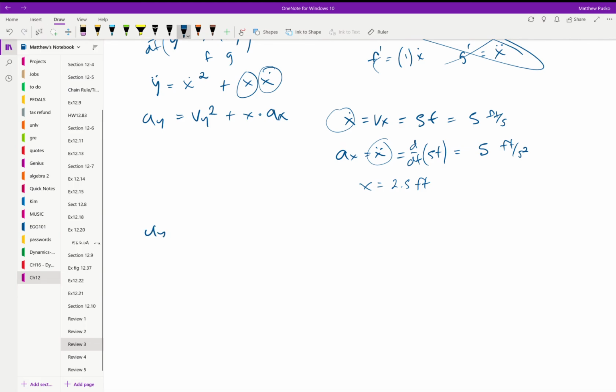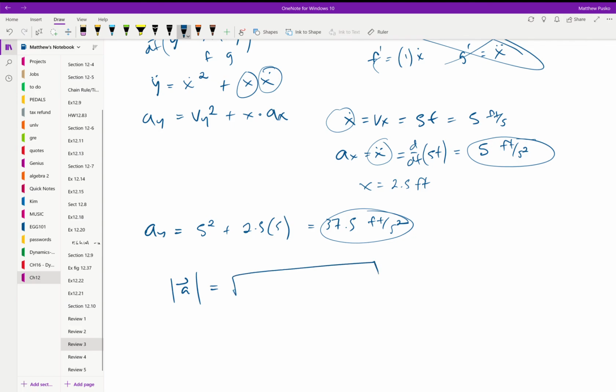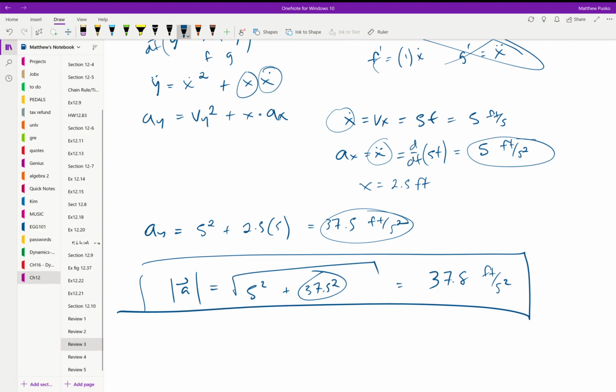So the acceleration in the y direction is then equal to 5 squared plus 2.5 times 5, or 37.5 feet per second squared. They asked for the magnitude. We have the x component and the y component, so we can do 5 squared plus 37.5 squared. Get a magnitude. This dominates big time. 37.8 feet per second squared.